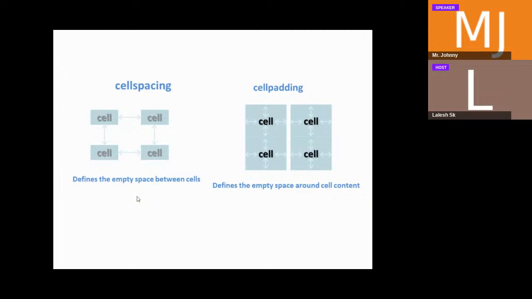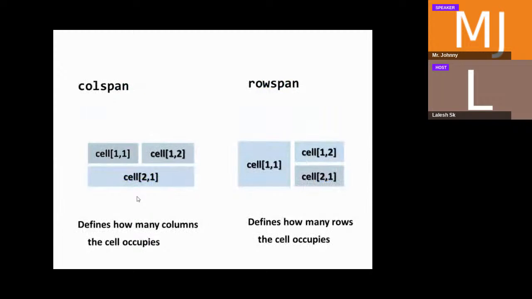Td indicates table data. If I want to give some spaces between the cells, then we use cell spacing. If I want to give the spaces inside the cells, then we call it cell padding. First one is a col span and next one is a row span. Like first one, it combines two columns, so we can say colspan equals 2. Here rowspan equals 2.